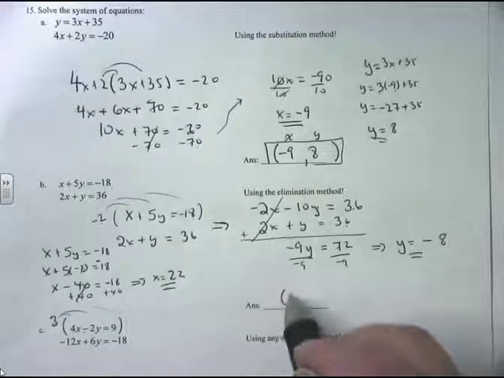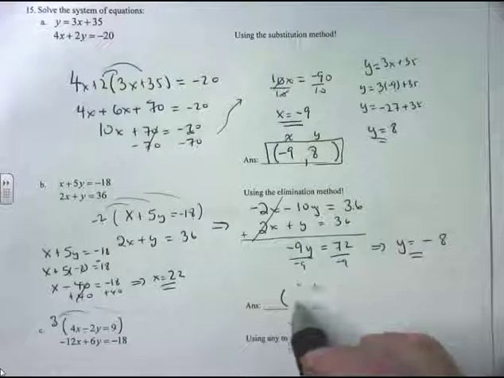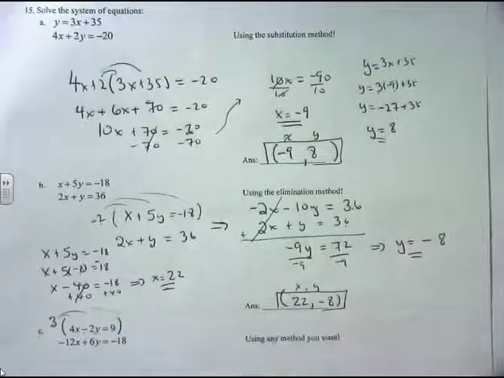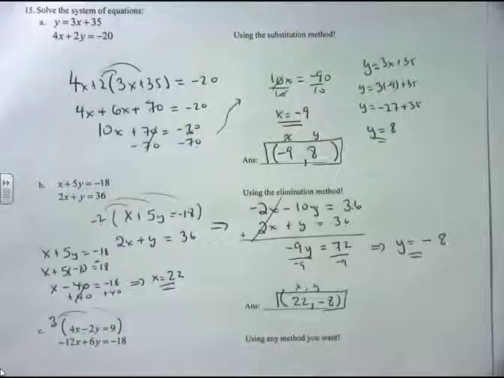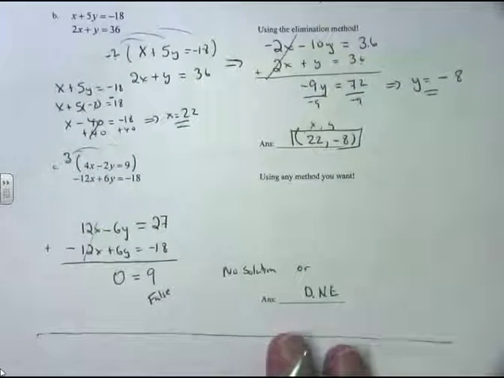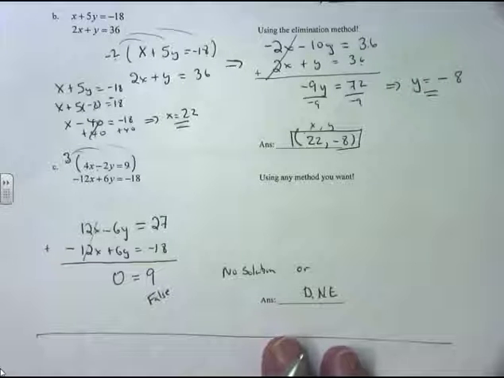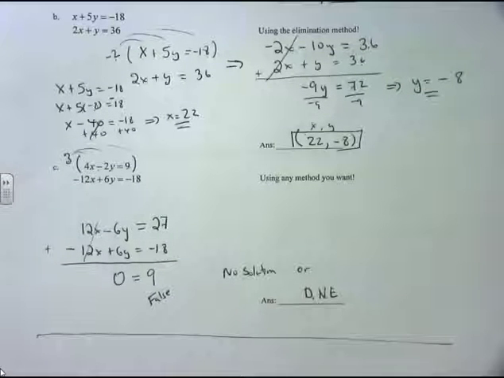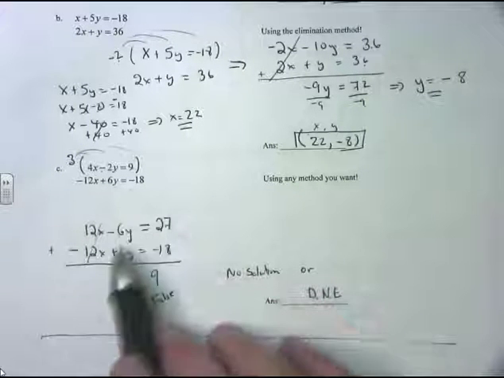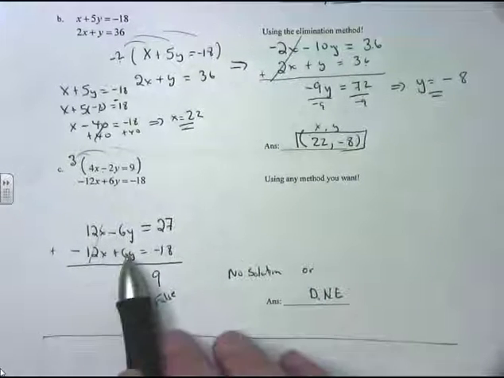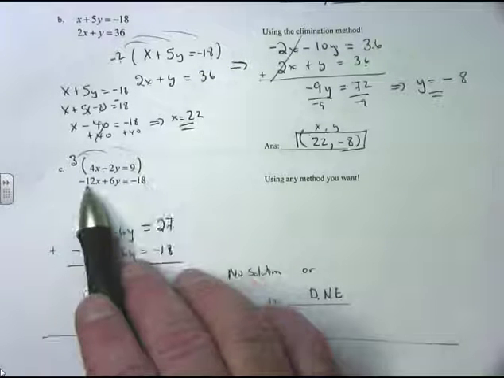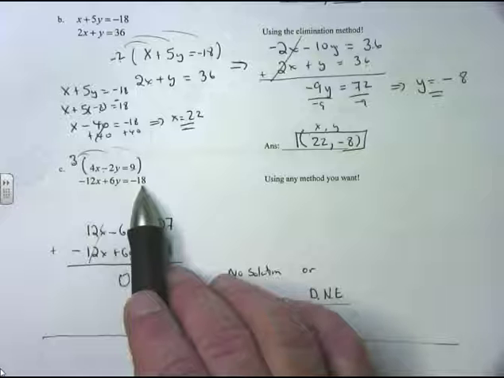Therefore, I'm going to write my answer in ordered pair format: (x, y) is going to be (22, negative 8). And we did the last one actually in class because I wanted to show you what happens when all the variables are eliminated. If you use the elimination method and you combine like terms and all the variables eliminate, in this problem I have 4x minus 2y equals 9, negative 12x plus 6y equals negative 18.